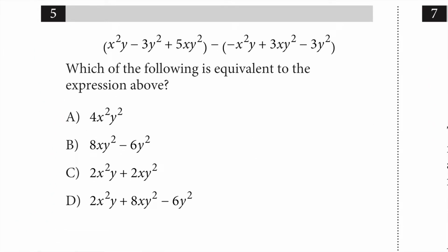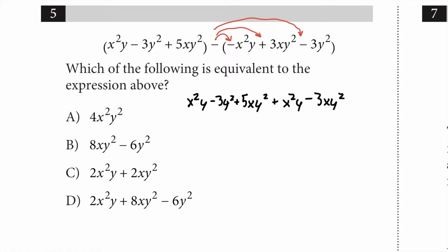Which of the following is equivalent to the expression above? Well, it looks like we're just going to be combining like terms. So let's rewrite this as x squared y minus 3y squared plus 5xy squared. And then we're going to bring the negative sign through to all of those terms. So we're going to get plus x squared y minus 3xy squared and plus 3y squared.